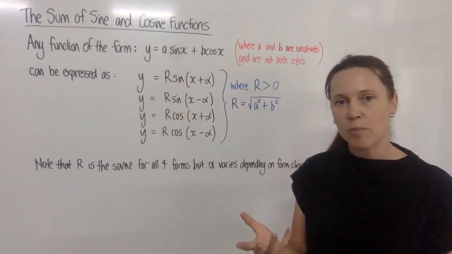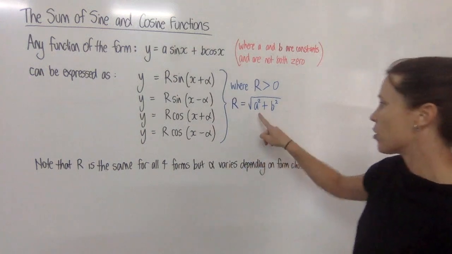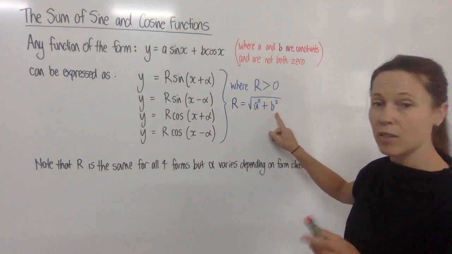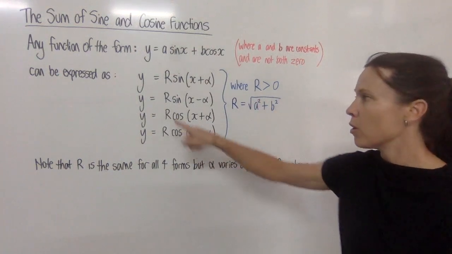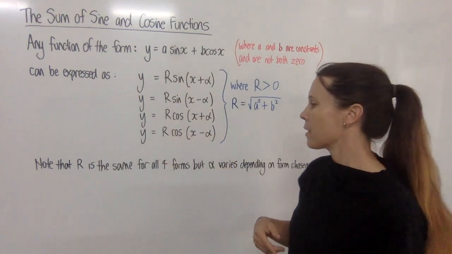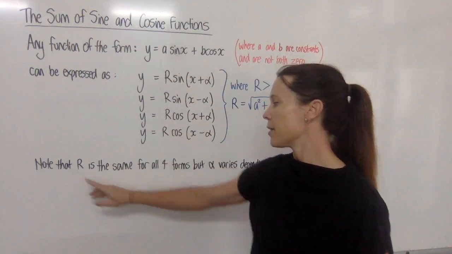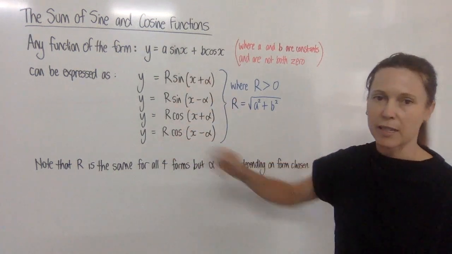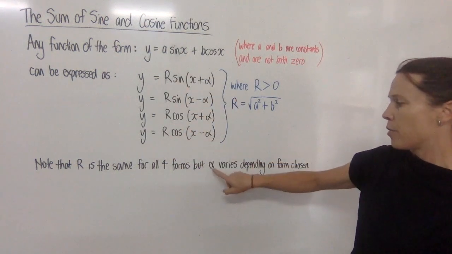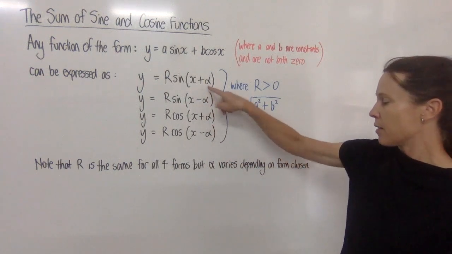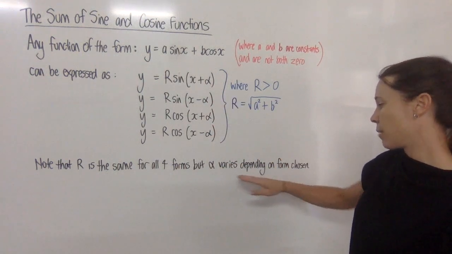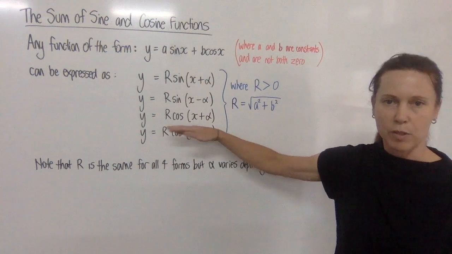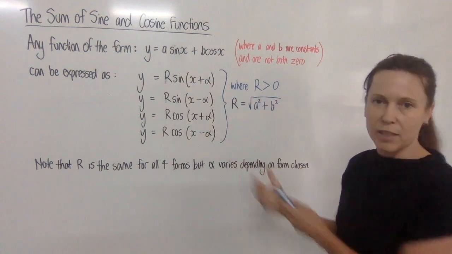And in that last example, a and b were both 1, weren't they? And sure enough, 1 squared plus 1 squared is 2, and square root of 2 was the number that we had out the front there. Now, a note here, r is the same for all 4 forms. So you can work that out first and toss it into any of these that you like. But the alpha, this angle here that you use, that will vary depending on which of these forms you've used, and you've got to work it out specific to that form.